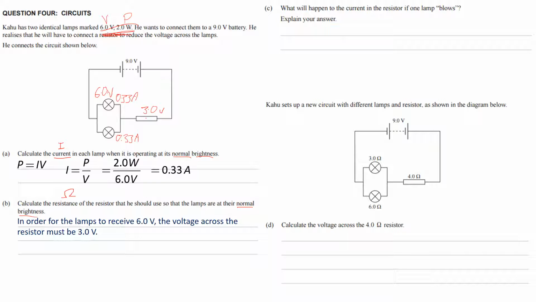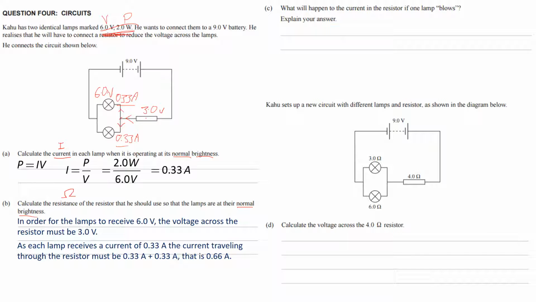Okay, so there's our voltage. The next thing that we can work out is, if we want to find the resistance for this resistor, we want to know what its current is. Now, looking at what we did in the previous question, we knew that the current going through the lamps was 0.33 amps. And from our current law, we know that the current entering a junction is equal to the current leaving the junction. So in this case, we have the current going into this junction, and we have 0.33 going up and 0.33 going down. So in total, the current that traveled through this resistor is 0.66 amps.